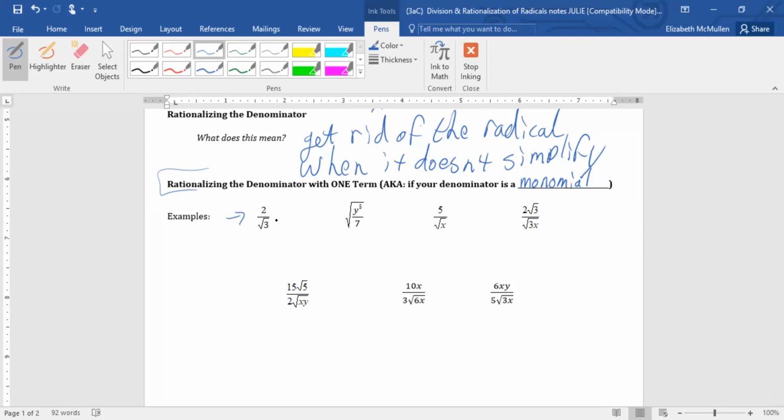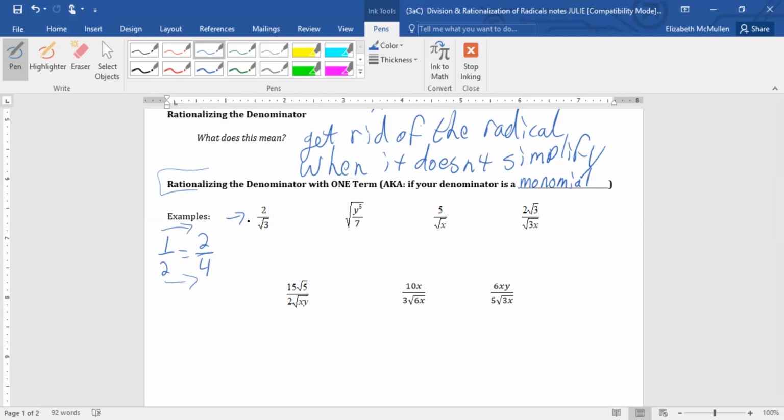Fortunately for us, we have these wonderful things in math called equivalent fractions, right? So for example, 1/2 is equal to 2/4. Two different ways of saying the same thing. They're equal to each other, right? So we're going to use the same concept that we would use to go from 1/2 to 2/4 to change this 2 over radical 3 into a form that no longer has a radical on the bottom. So how do we do this?